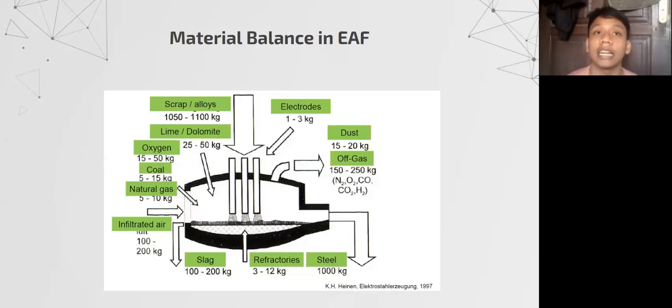Now we will focus on the bucket charging method or the batch method, and this is the material balance in the electrical arc furnace. It is not exactly the material balance like in the scrap, but how many percentage or how much weight is the component in the electrical arc furnace. You can see that the electrode is 1 to 3 kilograms, dust is up to 20 kilograms, gas is up to 250 kilograms. There's steel that amounts to 1 ton of steel, and there are refractories, slag, and many more components that build the electrical arc furnace when it's charged. Next.